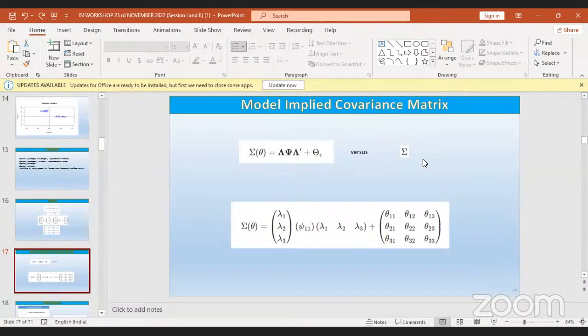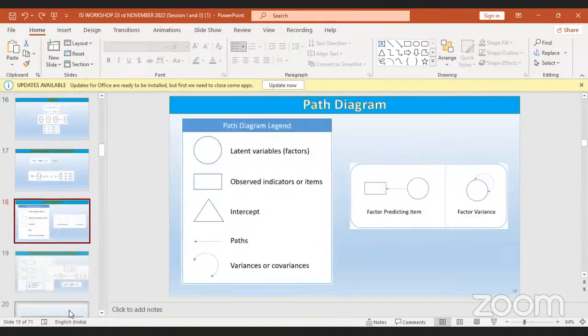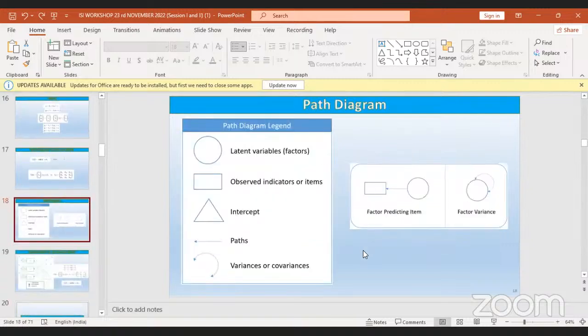Then don't be afraid of all these equations. This is very simple, like a regression equation. So there is a particular model of estimated parameters. In the estimated model, the left-hand side is the estimation, and these are all just factor loadings and the error term. Now in a path diagram, we can symbolize latent variables by a circle, observed indicators or items by a rectangle, and intercept, paths, and covariance matrix.